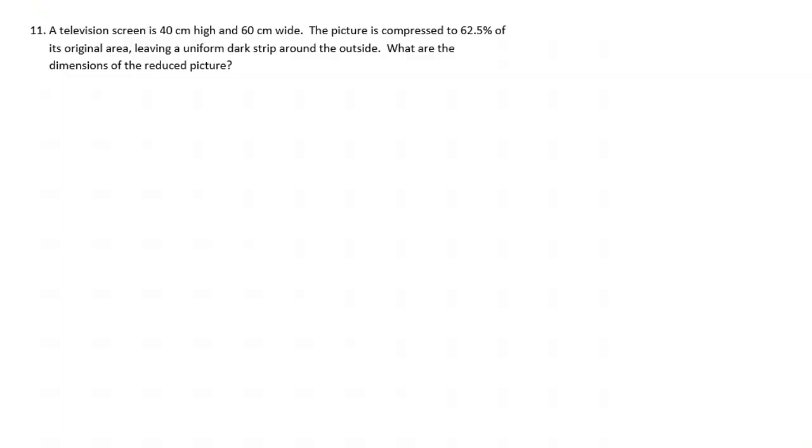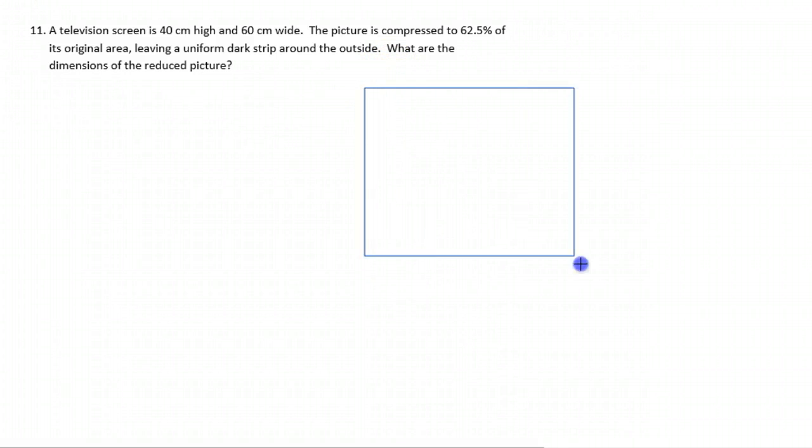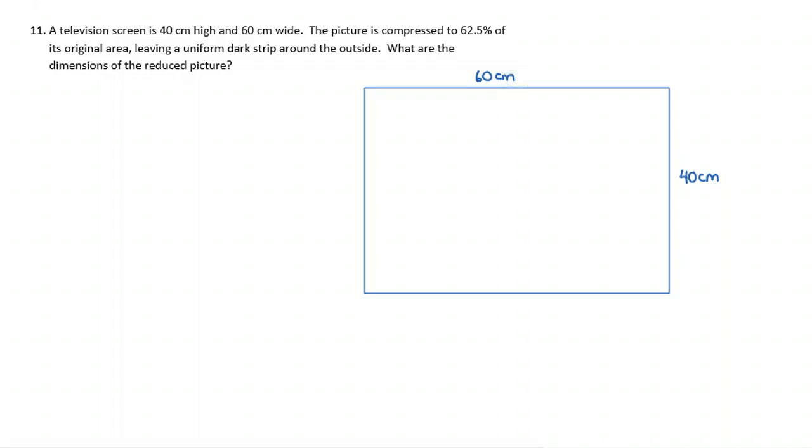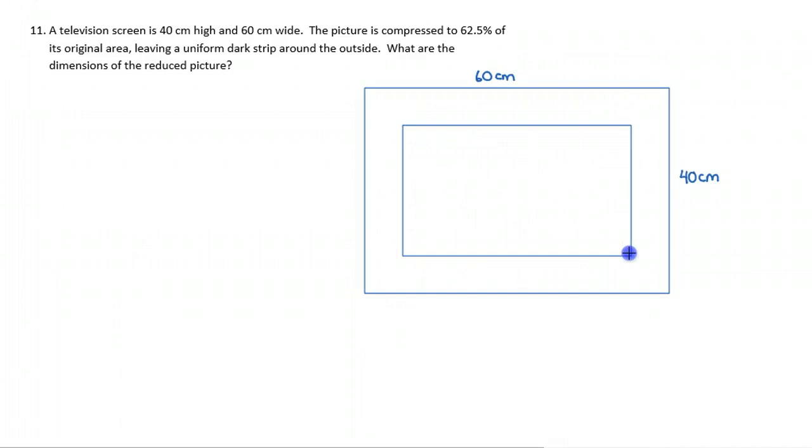Now this problem is a pretty standard problem that we see when we're learning about quadratic word problems. And the reason I say that is because it has this type of diagram set up. So if we think of this as the TV that I've just drawn, what I know is that it's 40 centimeters tall and 60 centimeters wide. So this is my television. What the problem is stating is that the actual image is inside, is compressed. So the actual picture image is inside of here.